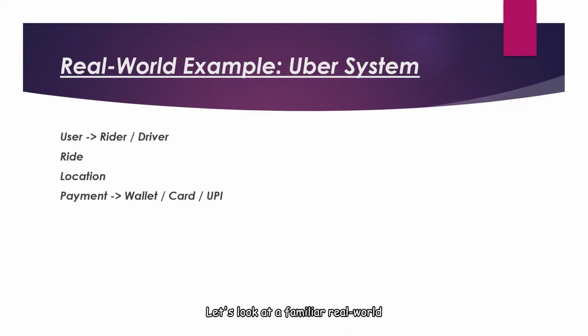Let's look at a familiar real-world example, the Uber ecosystem. We have users like riders and drivers, a ride entity, locations, and multiple payment methods. This structure maps naturally into classes and relationships, showing how OOP aligns with real systems.